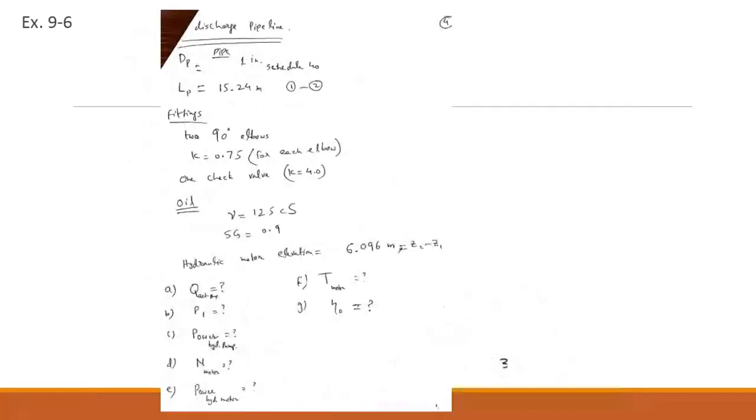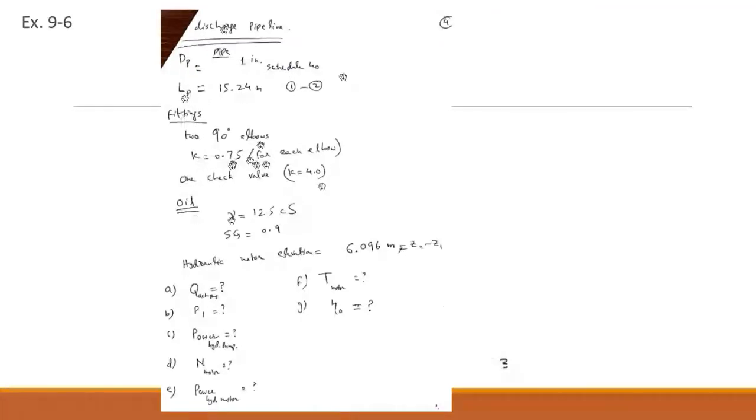Once done, for the discharge pipeline we have the pipe diameter of 1 inch, schedule 40, and the length of the pipe is 15.2. Again, I converted from feet to meters. Then for fittings, we have 2 90-degree elbows in which the K value is given. The K factor is given as 0.75 for each elbow. Remember, each elbow, so I have to multiply by 2 when I find the equivalent length for these fittings. Then one check valve, for which K is equal to 4.